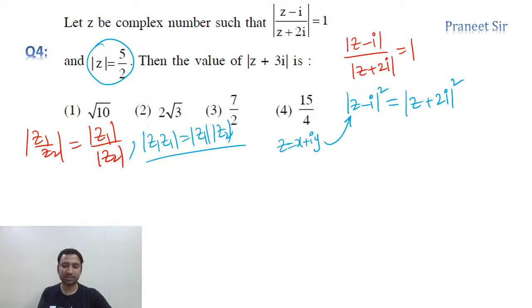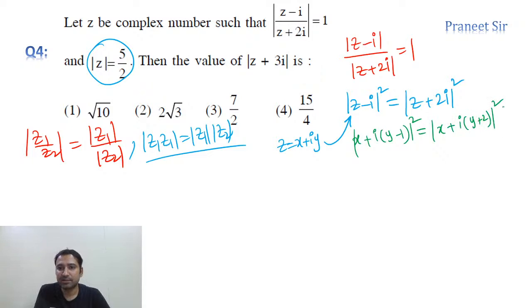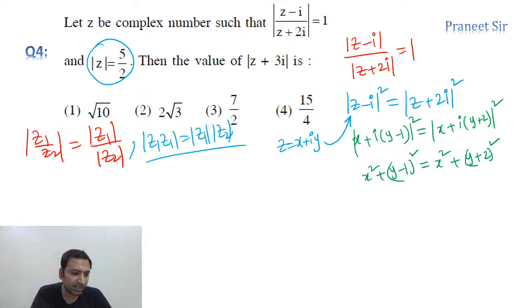Two variables and two equations, guys. So if you substitute these values here, what do we get? Mod x plus i into y minus 1 whole square is equal to mod x plus i into y plus 2 whole square. So now you can square it. If you square it, what do we get? x square plus y minus 1 whole square is equal to x square plus y plus 2 whole square. Now you can easily calculate the y value, guys. What is the answer, anyone? This third option is the answer.